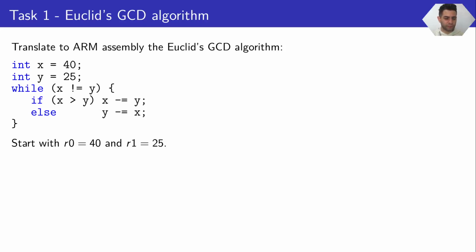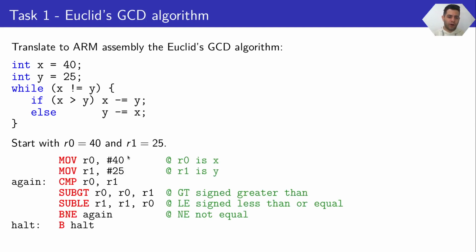Did you watch the solution? Okay, here we go. I'm gonna present a possible solution in 3, 2, 1, go. Okay, as I've already said, x is R0, y is R1. First of all, we perform this comparison, okay? So we are comparing x with y. Then, if x is greater than y, we subtract y from x and vice versa.